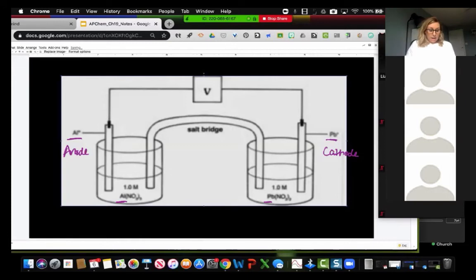So now that we have this labeled, I know that the electrons are going to go in this direction. The electrons are going to flow from anode to cathode.